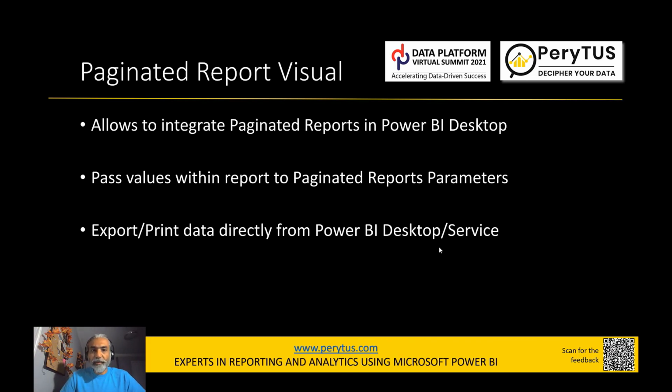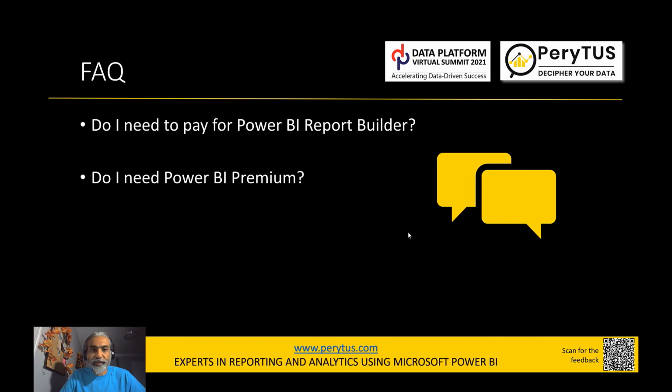Paginated report visuals, again, allow us to integrate Paginated reports within Power BI Desktop, pass values within the reports from the slicers and pass them to Paginated report parameters, and we can do measures and columns and a mix of those things and pass them on. We created a from-to date range, and then we passed multiple values for the customer. Then we can export or print directly from Power BI Desktop. And of course, if the Power BI Desktop report is published in the service, we can always have the same interaction from the service.